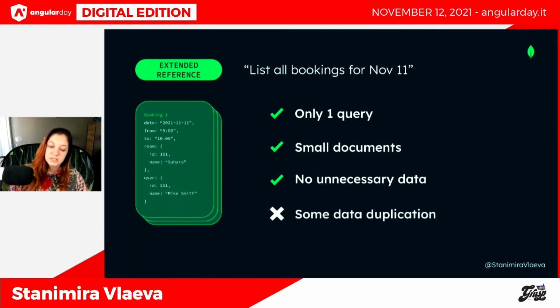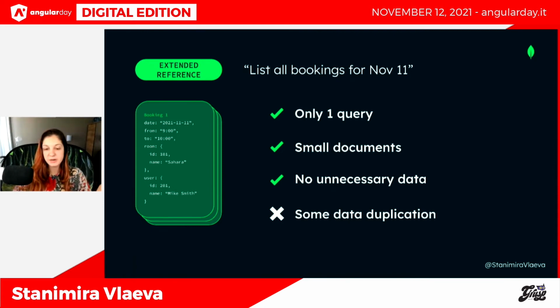But as you may notice, there is still some data duplication. We're duplicating the name of the room and the name of the user across all the booking documents and all the original room and user documents. So if someone changes the name of the room in the original document, what should we do? Should we update the bookings as well? Well, we are not sure. But this is caused by duplication.